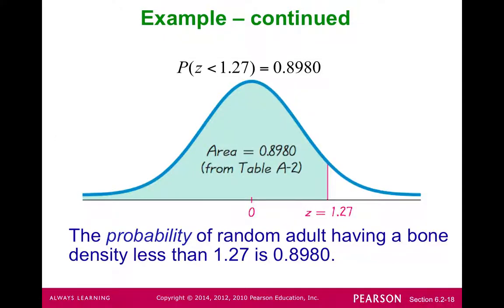Okay, so the probability, based on the results we found, of a random adult having a bone density score less than 1.27 is 0.8980, or if we turn it into a percentage, 89.8%.